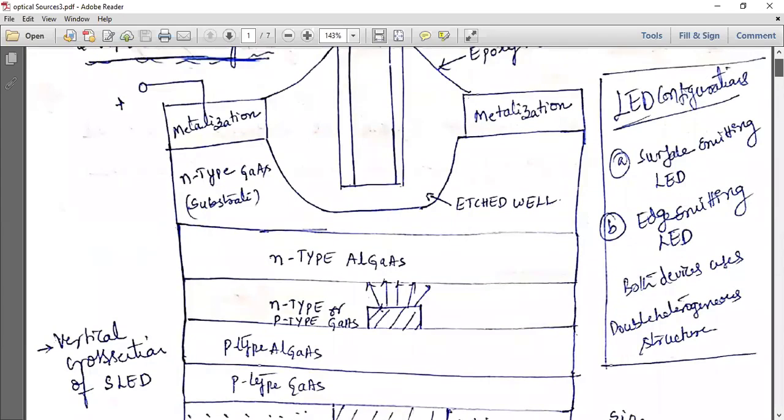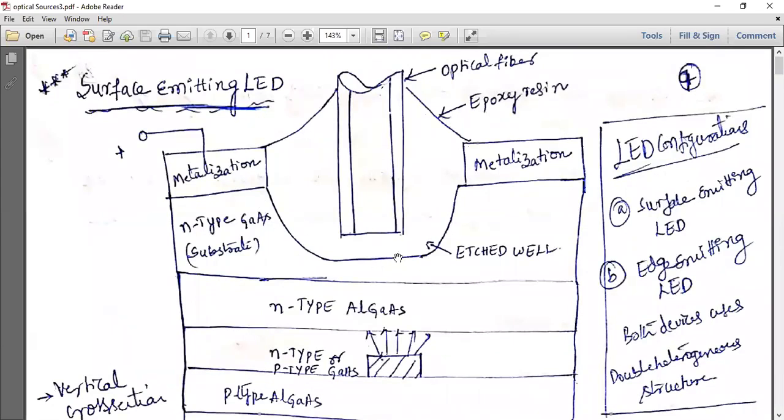This is an etched well where the generated light is transmitted, and this is your optical fiber. We have etched that particular LED and placed an optical fiber so that the light passes through it for propagation. If any light deviates after it is generated, that is taken care of by the epoxy resin, which stops the light from radiating outside and confines it again into the optical fiber.